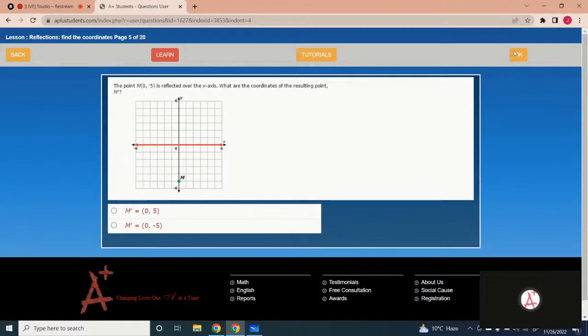Okay, very good. Okay, the point M, 0 and negative 5, is reflected over the x-axis. What are the coordinates of the resulting point? The resulting point is, yes, it would be 0 and 5. Got it? So just select the correct option, then click on the OK button.